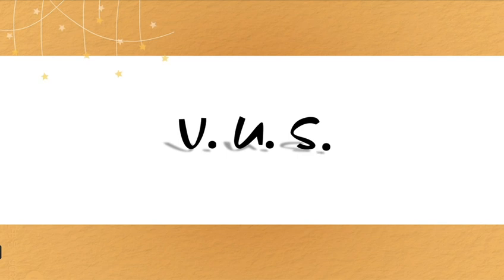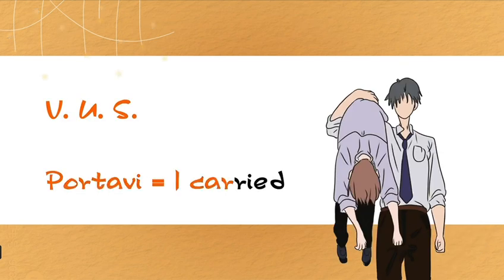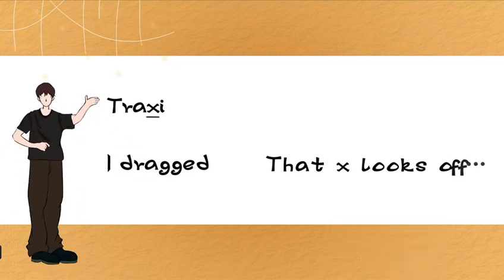But there are many other verbs that use different letters, such as V, U, or S. For example, portavi, I carried. So if an extra V, U, S, or X appears in a verb, there's a good chance that the verb will be in the perfect tense.